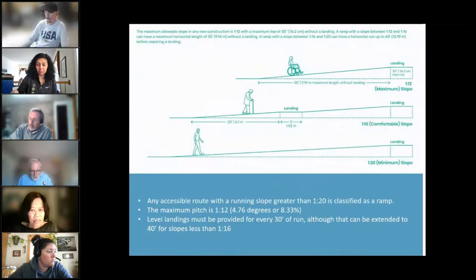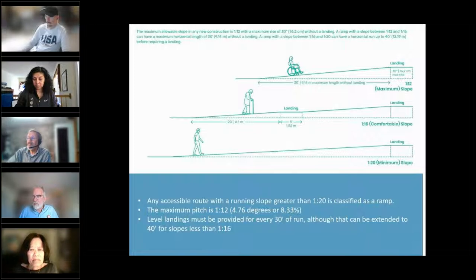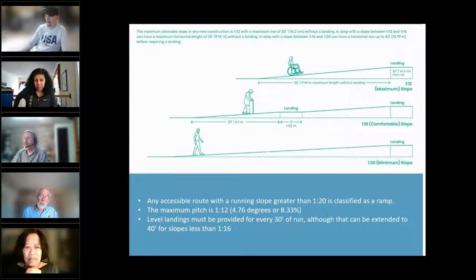So John talked about grade change. Anything that has a running change in grade of greater than 1 in 20 is classified as a ramp. The maximum you can go to for wheelchair access under ADA is 1 in 12, which for those of us who work in feet and inches makes things really easy. Basically, if you want a foot and a half or 30 inches of grade change, you've got to have a 30-foot long ramp.